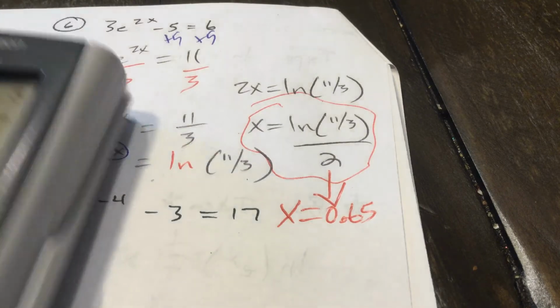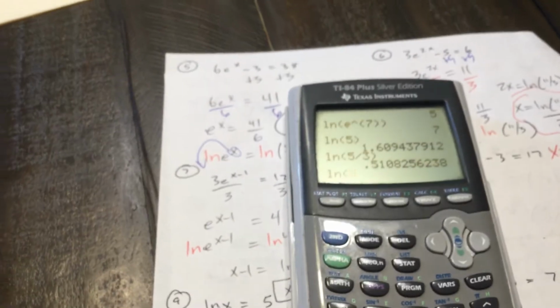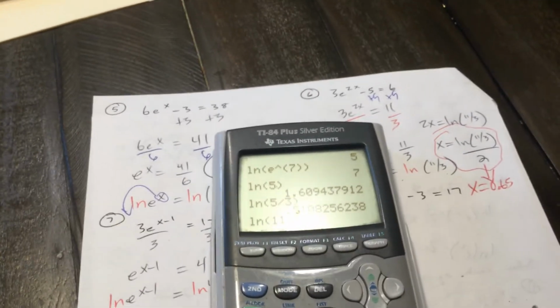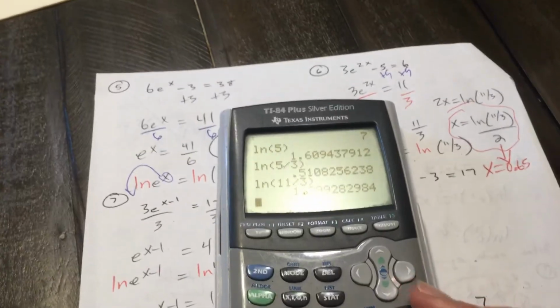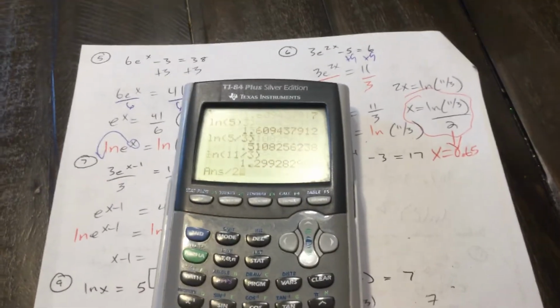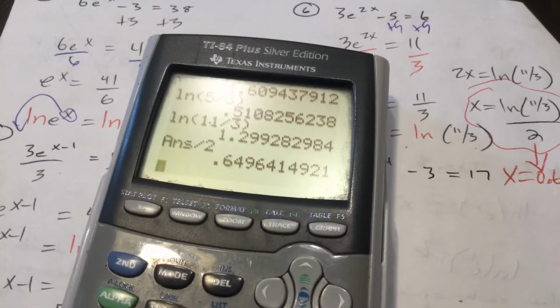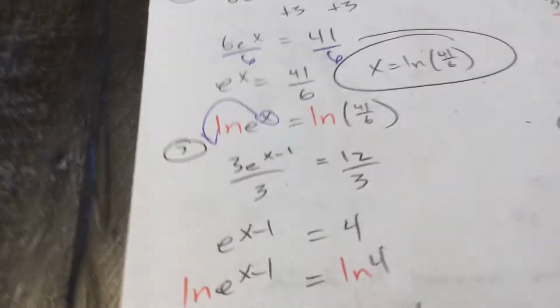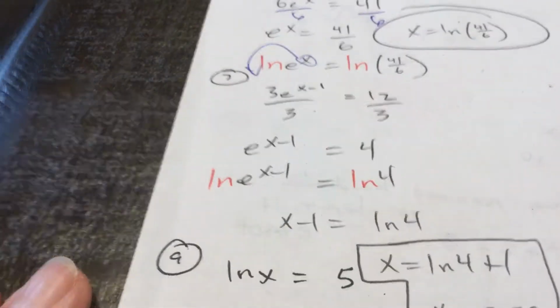0.65 is what it is if you type it in the calculator. Again, I'm going to show you. Here's what I would do. Natural log 11/3, enter, divide by 2. 0.65. All right. So with that, here's number 7.